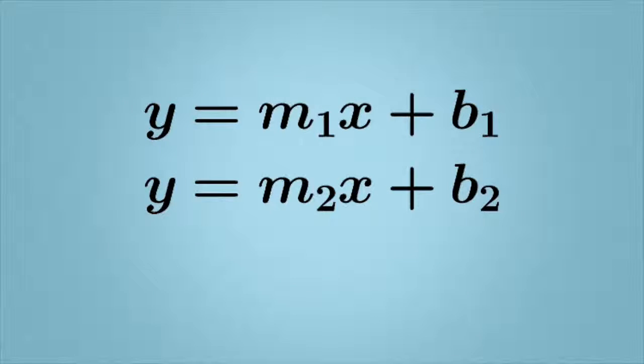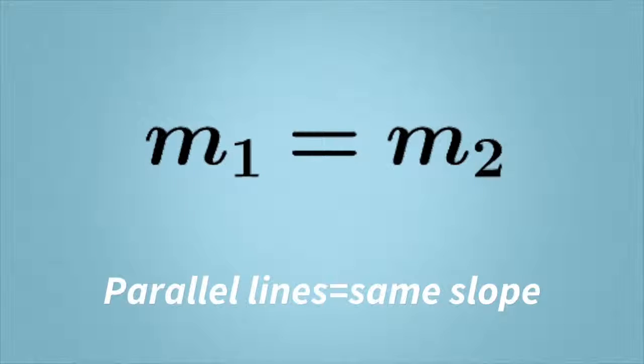For the purpose of this investigation, we'll be considering two lines, the line y equals m1x plus b1 and the line y equals m2x plus b2. We'll be using these variables to discuss how the two slopes of parallel and perpendicular lines compare with one another. Parallel lines will have the same slope. We express this using the formula m1 equals m2.